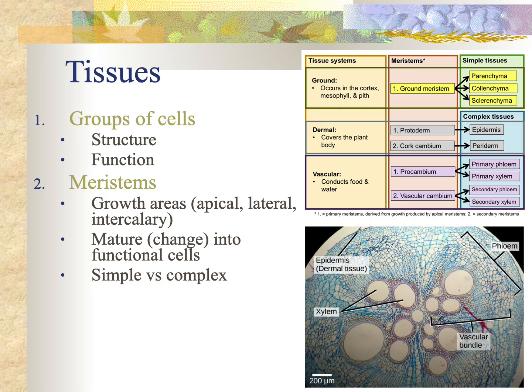In plants, we see two basic types of tissues: simple tissues, which are where we have just one type of cell, like making up the pith, maybe a parenchyma cell, or complex tissues that use several different types of cells to form structures, like xylem, epidermis, phloem. Those are all complex tissues.